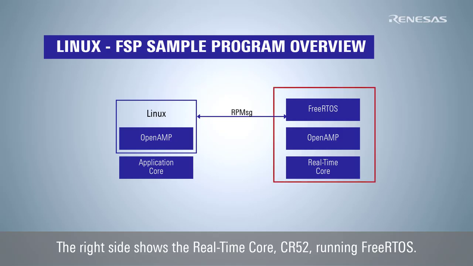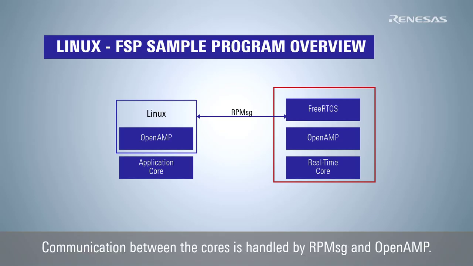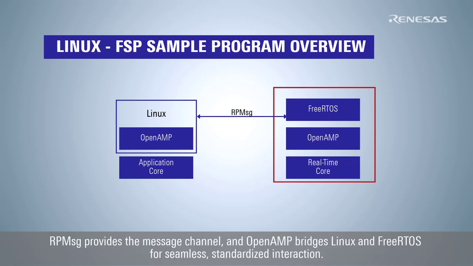The right side shows the real-time core, CR52, running FreeRTOS. Through OpenAMP, it supports structured, message-driven communication with the Linux core. Communication between the cores is handled by RPMsg and OpenAMP. RPMsg provides the message channel, and OpenAMP bridges Linux and FreeRTOS for seamless, standardized interaction.